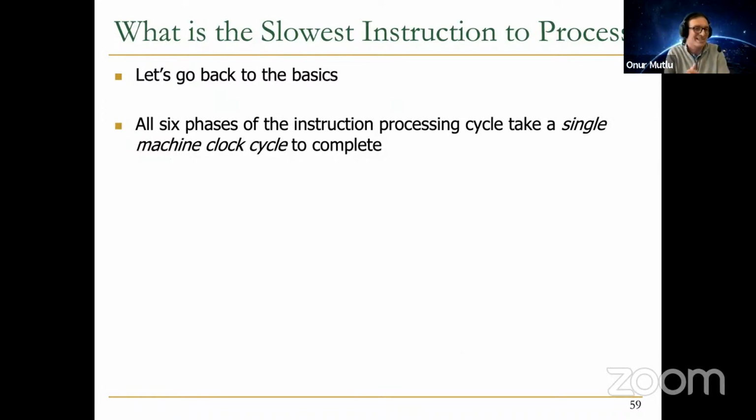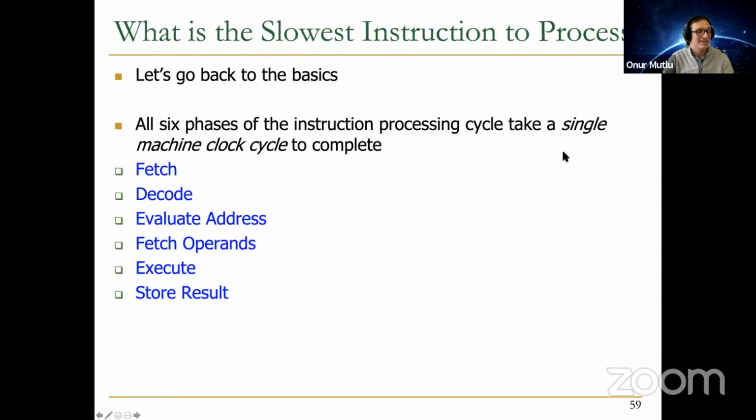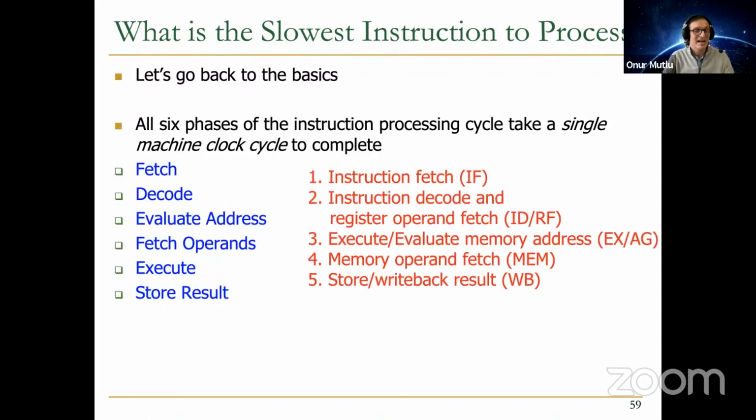I've already given you a hint, but we need to get back to the basics to really understand this. Remember that all 6 phases of the instruction processing cycle take a single machine clock cycle to complete: fetch, decode, evaluate address, fetch operands, execute, store result. And we kind of collapsed that actually into 5 when we designed the data path. It's instruction fetch, and then instruction decode and register operand fetch happens kind of concurrently. Not exactly, but yeah, there's some concurrency here.